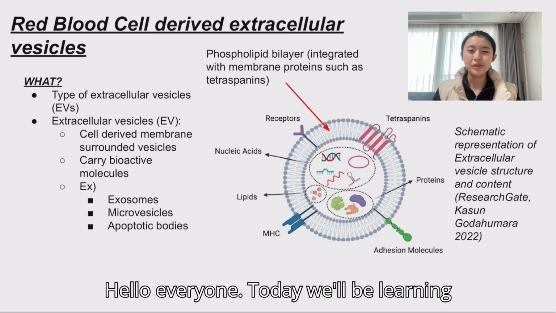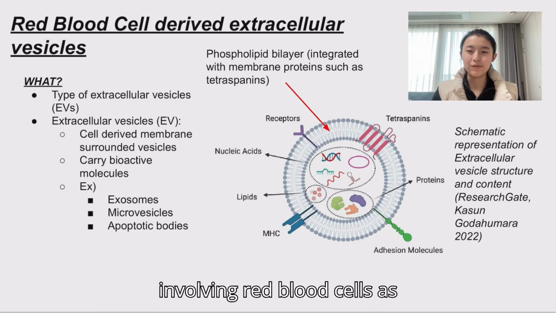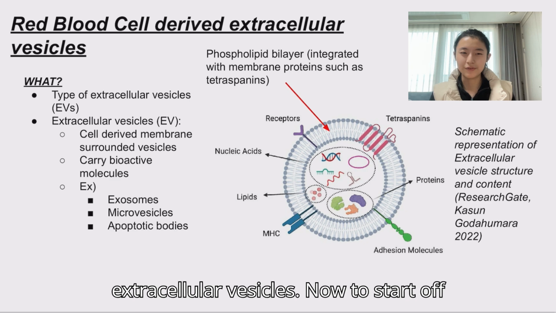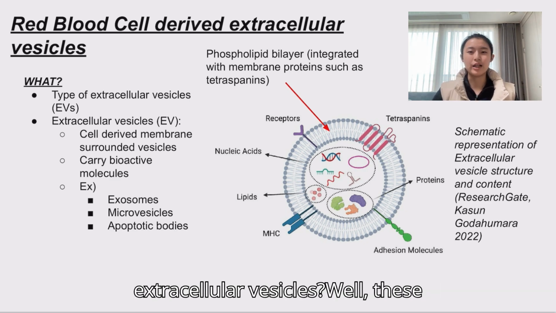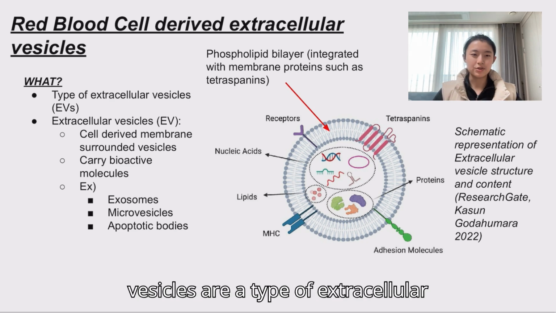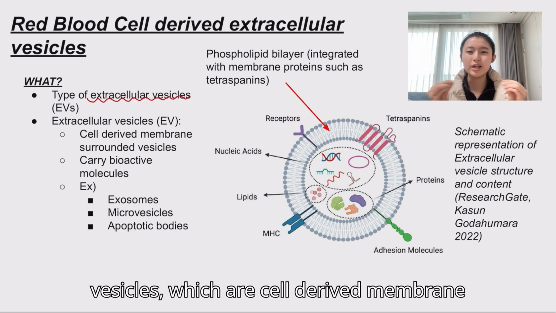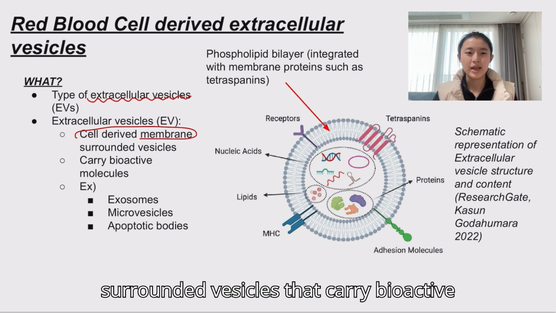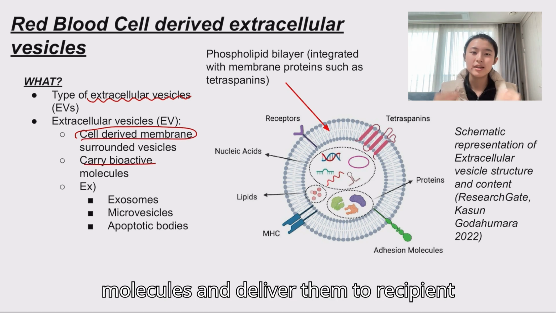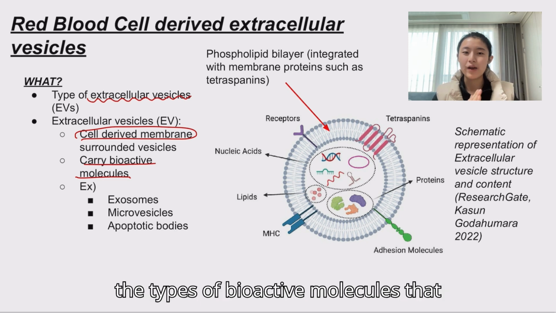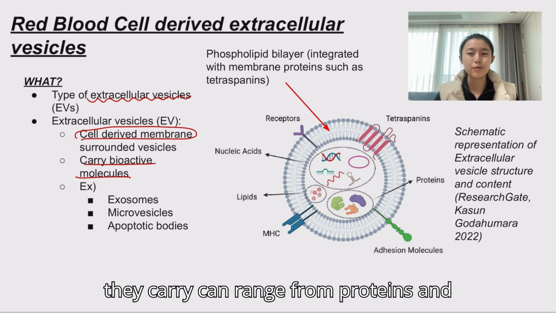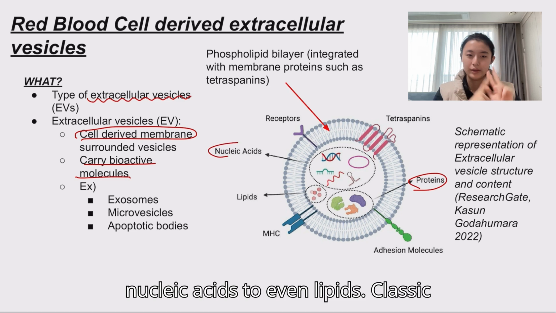Hello everyone, today we'll be learning about a novel method of drug delivery involving red blood cells as extracellular vesicles. Now, to start off with, what are red blood cell derived extracellular vesicles? Well, these vesicles are a type of extracellular vesicles, which are cell-derived membrane-surrounded vesicles that carry bioactive molecules and deliver them to recipient cells. As you can see from the diagram, the types of bioactive molecules that they carry can range from proteins and nucleic acids to even lipids.